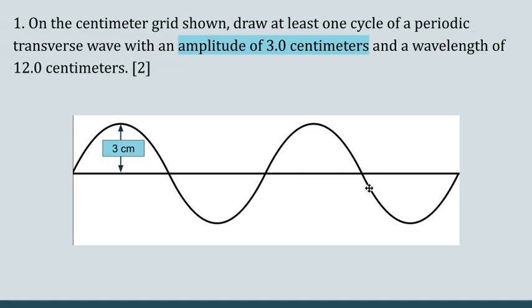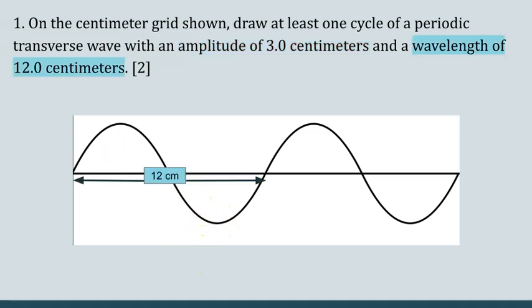Amplitude of 3 centimeters means that if you measure from the equilibrium line or the middle line up to the top, it'll be 3 centimeters. You're not measuring from the top all the way to the bottom. And a wavelength of 12 centimeters, if you're doing this S shape, that means from this position to the end of your wave should be 12 centimeters.